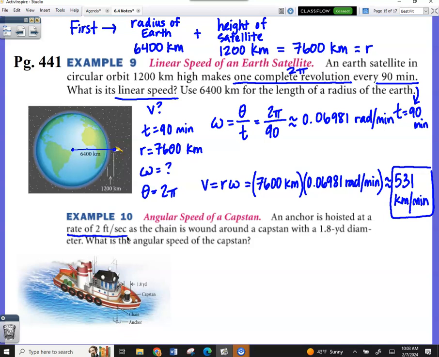This is a linear speed, which means velocity. They're giving you that the velocity is 2 feet per second. Then they tell me that the diameter of the capstan is 1.8 yards. Anywhere in here did we talk about diameter? Nope. What do we need? We need the radius. So if the diameter is 1.8 yards, I'm showing all my work here so you know my thought process. Brody, stay with me. Then the radius would be what? 0.9, right?